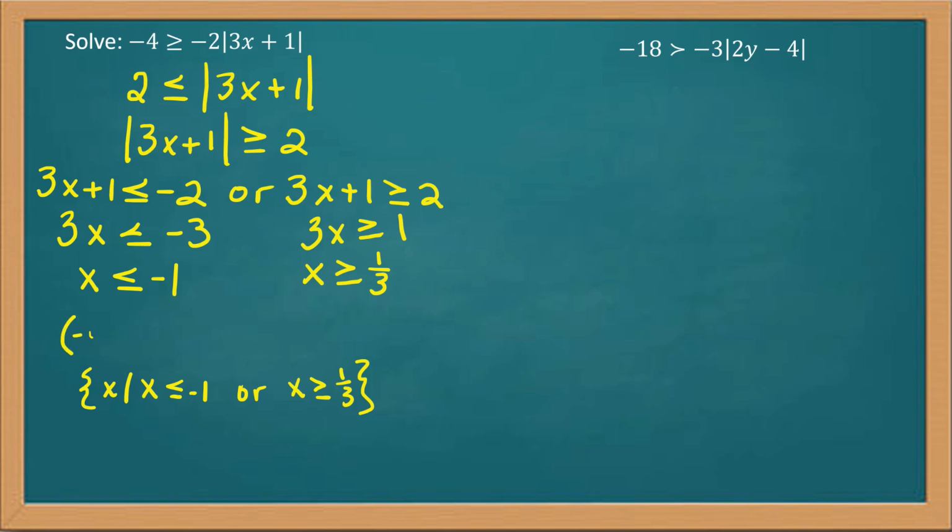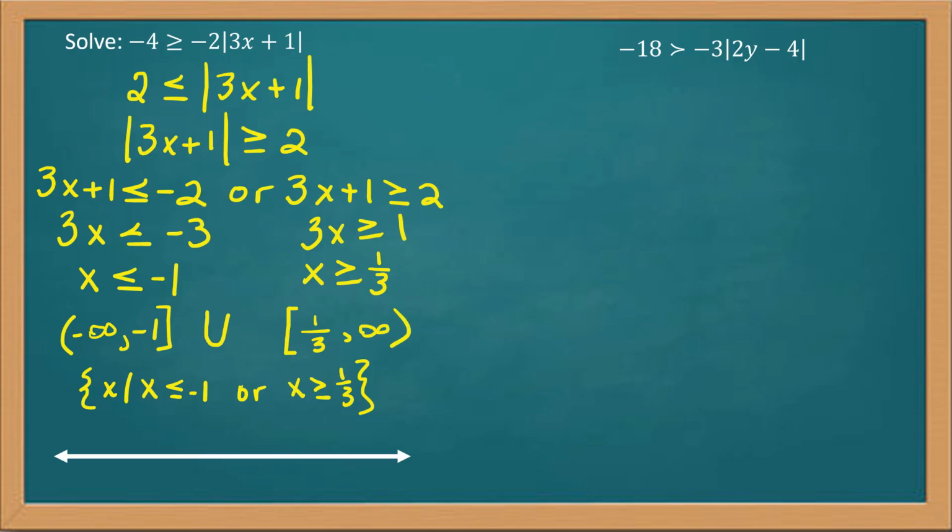And the way you would write it in interval notation is you would say from negative infinity up to negative 1, including negative 1, union the other set, x greater than or equal to 1/3. So 1/3 to infinity, including 1/3. And then you would graph it by just putting a bracket on 1/3 and an arrow going up, and then a bracket on negative 1 with an arrow going down.